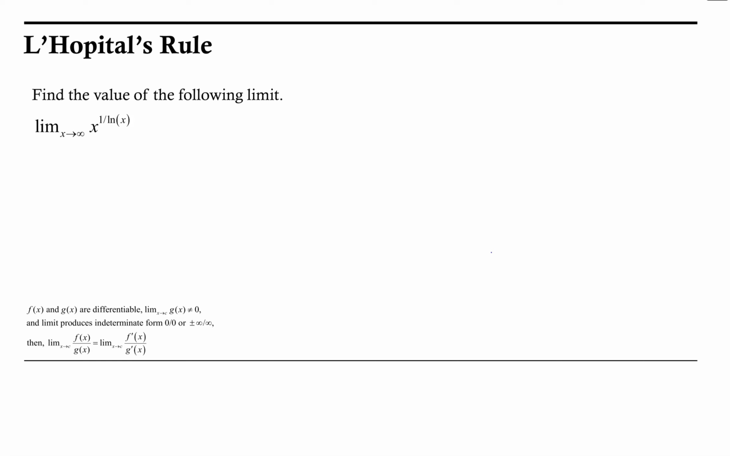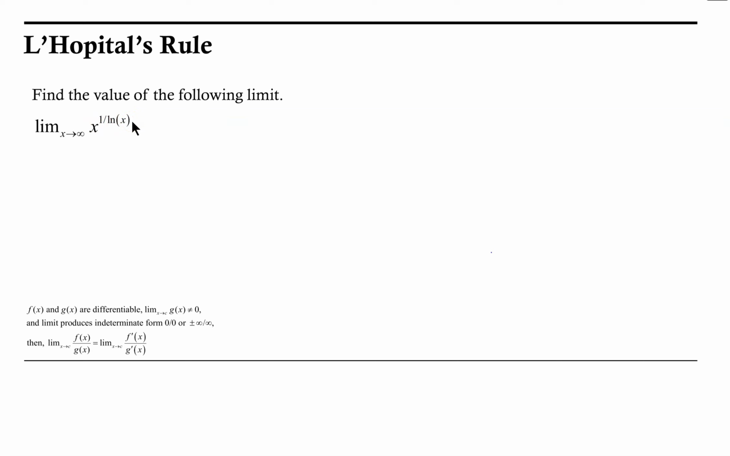Welcome! Let's take a look at evaluating the limit as x approaches infinity of x raised to the 1 over natural log of x power. As x approaches infinity, what happens to our base? Well, as x approaches infinity, the base will approach infinity as well. Now, in the exponent, as x approaches infinity, the denominator of the exponent will approach infinity, and therefore the entire exponent will approach 0.